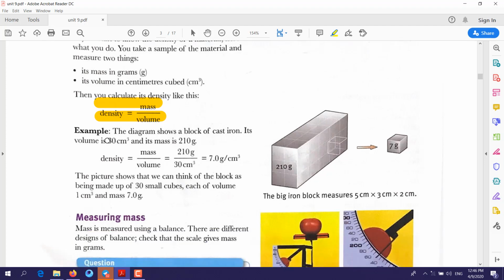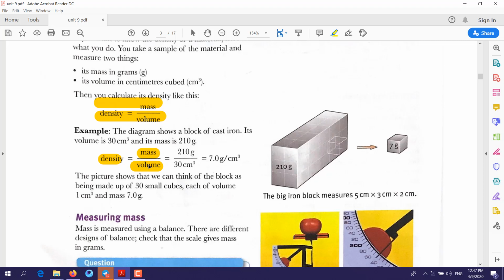Example: this diagram shows a block of cast iron. Its volume is 30 cubic centimeter, and its mass is 210 grams. Find the density. Well, the first step, you write the formula, and don't forget, as I mentioned in the class, always when you have math questions, the first step is a must. You must write the formula.